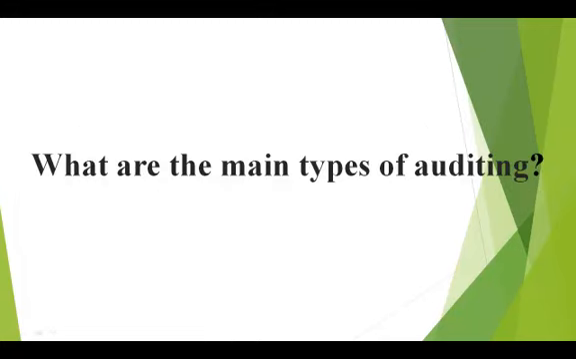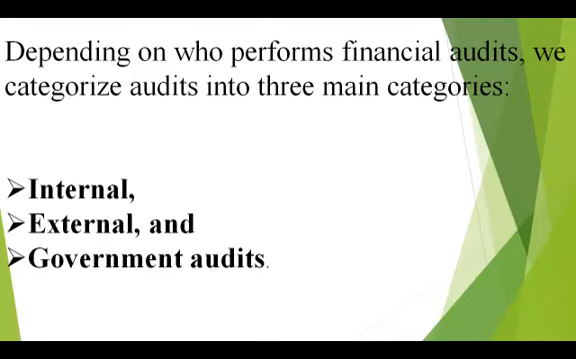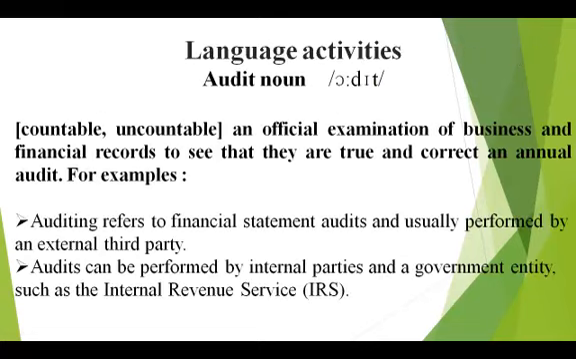What are the main types of auditing? Depending on who performs financial audits, we categorize audits into three main categories: internal, external, and finally, government audits.